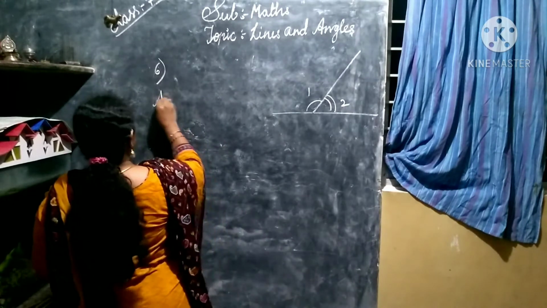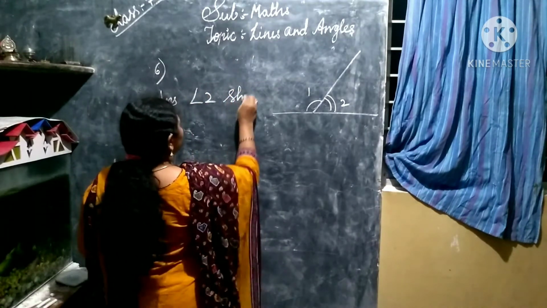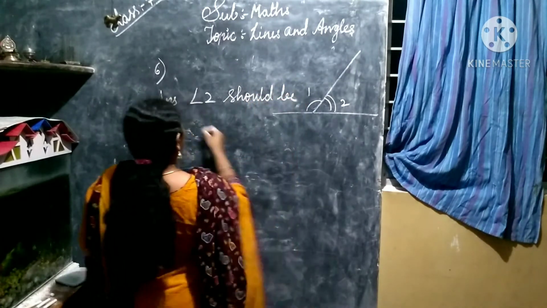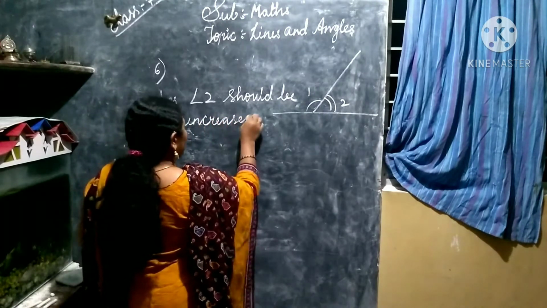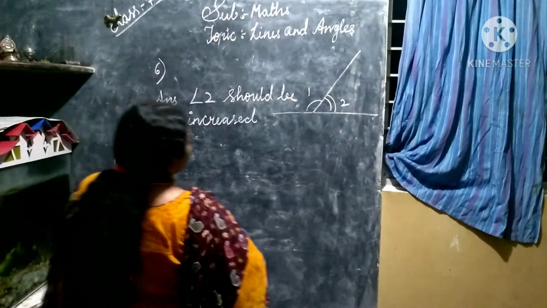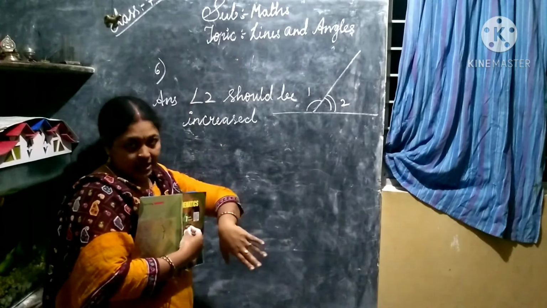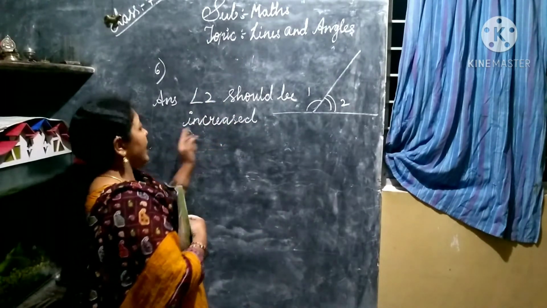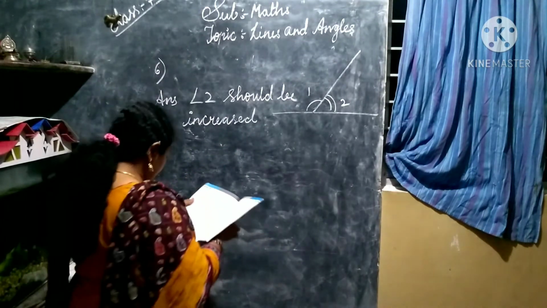So the answer here is angle 2 should be increased. Angle 2 should be increased. When angle 1 is getting decreased, angle 2 should be increased. Then it will remain as supplementary angles again.